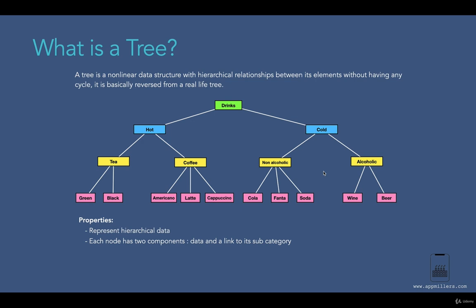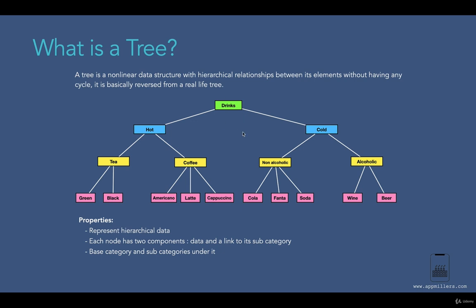Now let's see the third property of this diagram over here. The third property is that at the top, we have a base category, and then we have subcategories under this base category over here. So in the case of a typical tree, we can have as many subcategories under one category as we want, and there is no limit with this. So these are the properties that can be derived from this diagram over here.